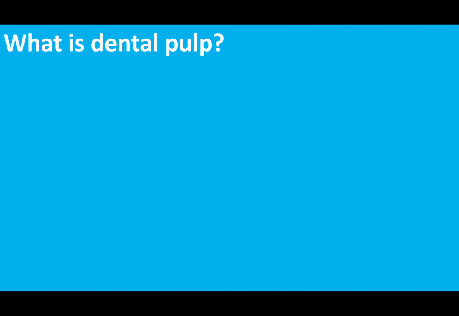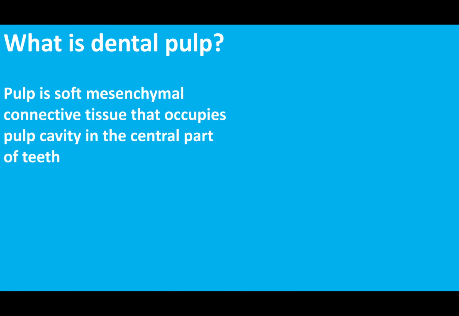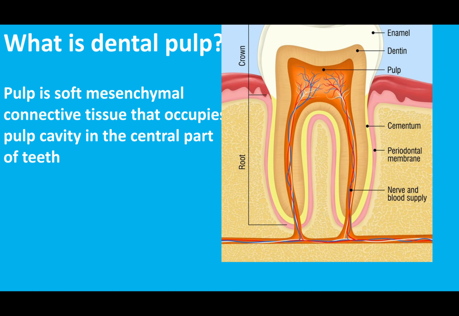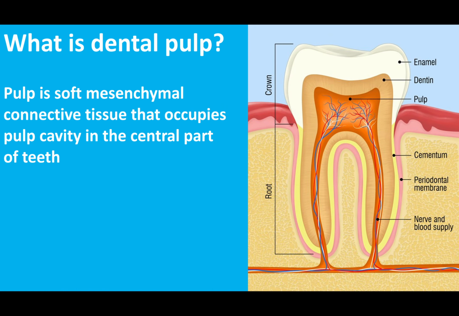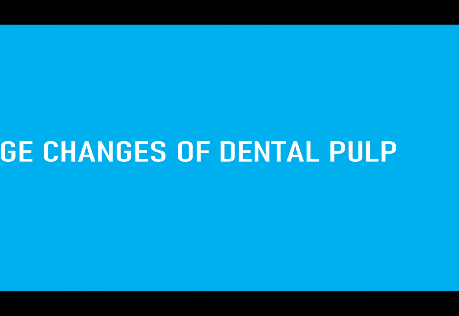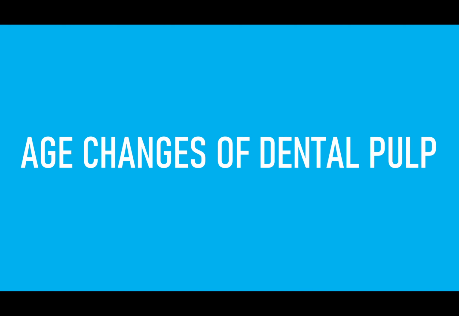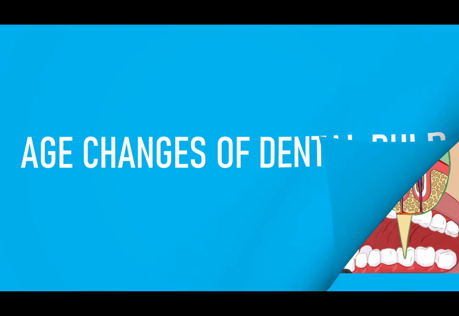So starting with the introduction, what is dental pulp? As you all know, pulp is soft mesenchymal connective tissue that occupies the pulp cavity in the central part of the tooth. Going towards our main topic, that is 8 changes of dental pulp.